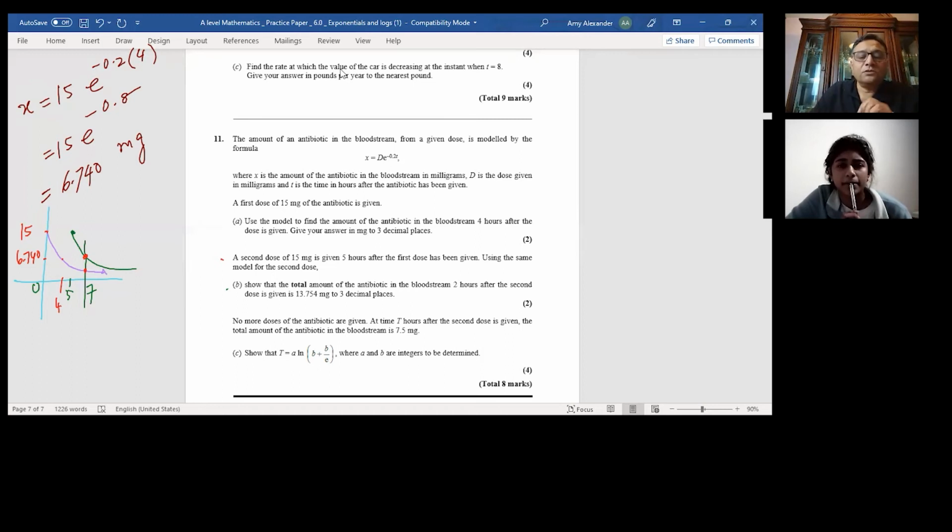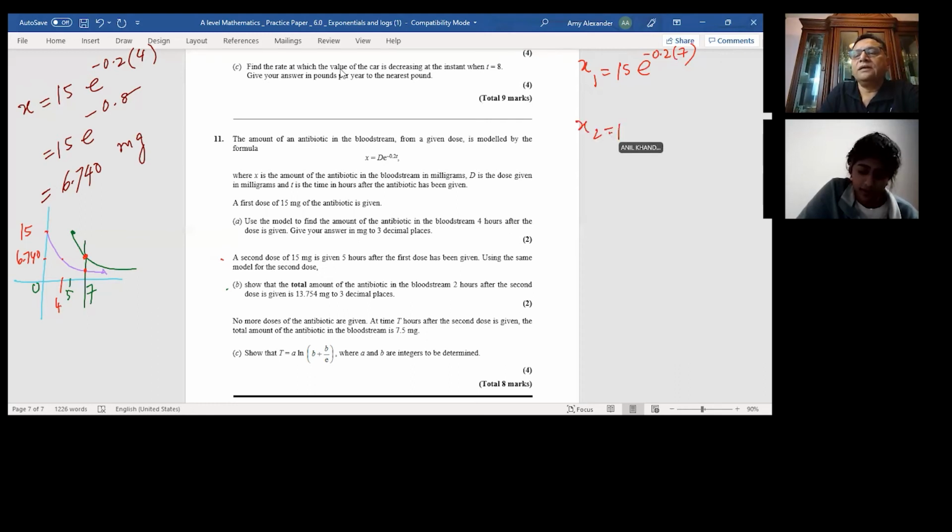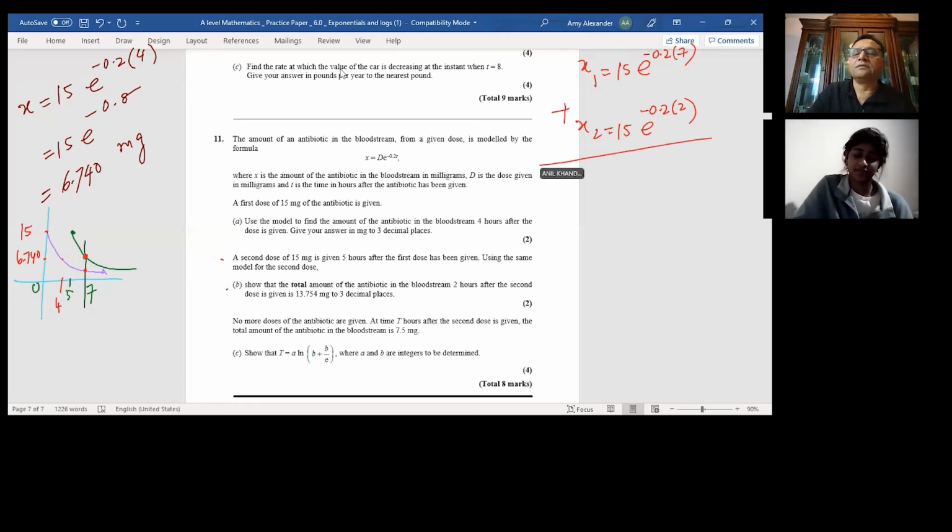It'll be very simple. So now we want at this point 7. So as far as the first dose is concerned, we have used 7 hours, right? So that value of x remaining, let's call this x1, is 15 e to the power of minus 0.2 times 7. And x2 is 15 e to the power of minus 0.2 times 2. Do you get the idea? Add them up, so you get total x. I see. Okay, let's do some maths.